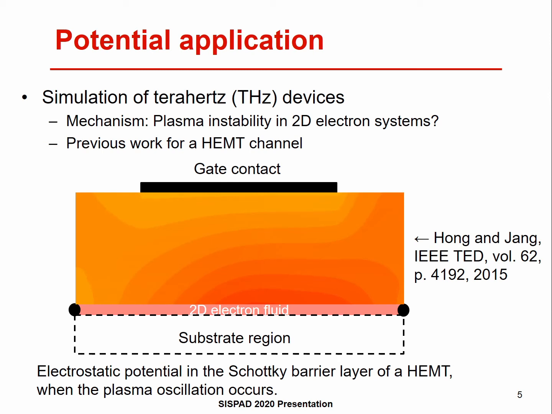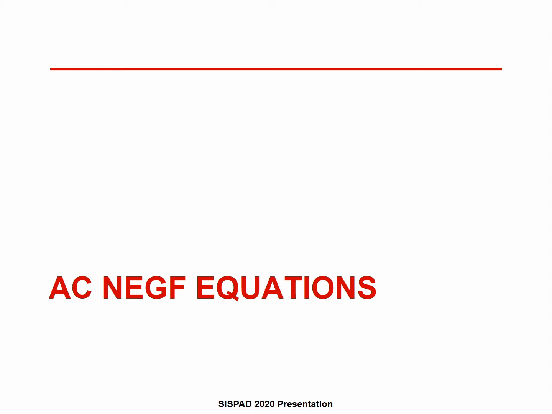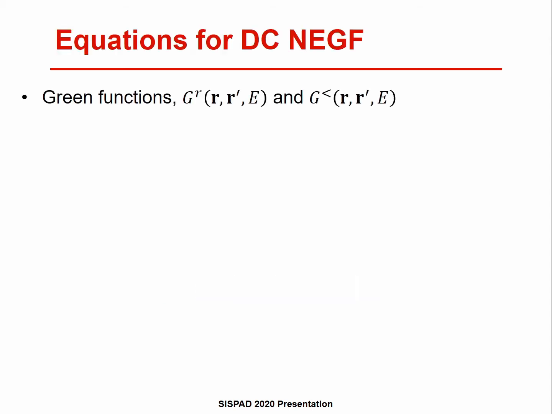In this work, I want to present our implementation of the AC NEGF code. It has been applied to the nanosheet transistors. Some important relations in the AC NEGF formalism are introduced. Detailed derivation procedure can be found in the references.